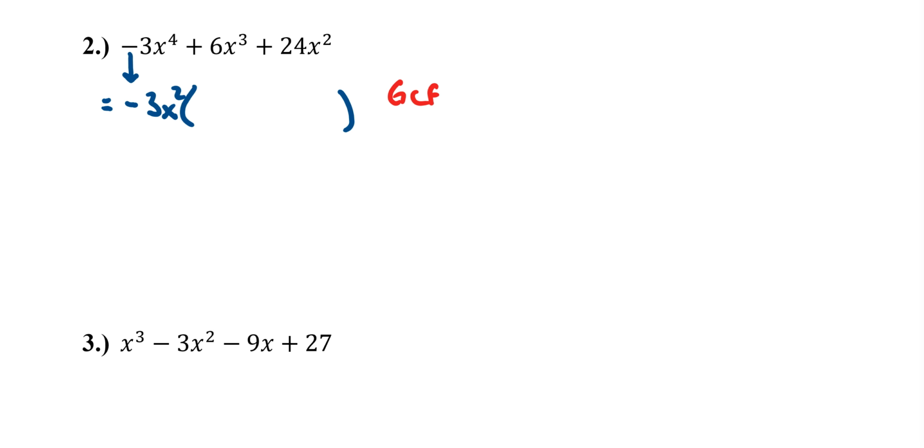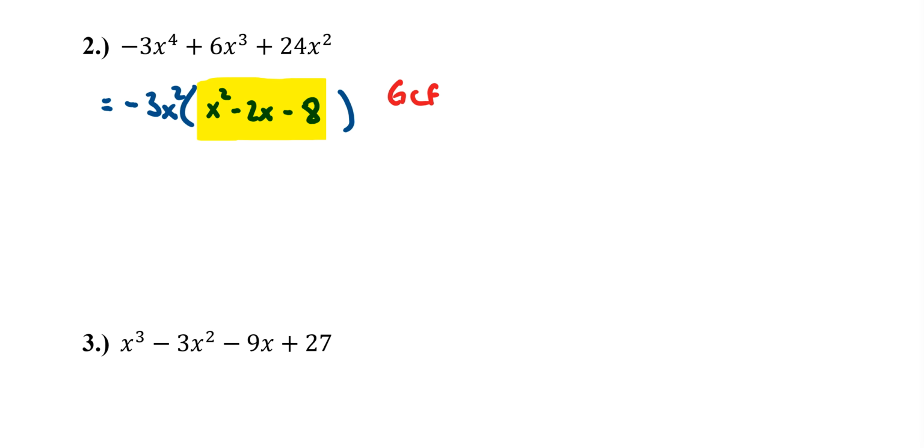So we're going to divide, I'll do this one a little bit more quickly. We're going to divide all 3 of these terms by negative 3x squared. So the first one divided by negative 3x squared gives us positive 1x squared. The second term divided by the GCF gives us negative 2x. And then the third term divided by the GCF gives us minus 8. X squareds cancel, so just minus 8. So that was GCF. But once again, always double check to see if you can factor again.